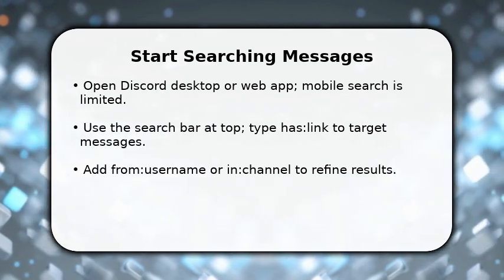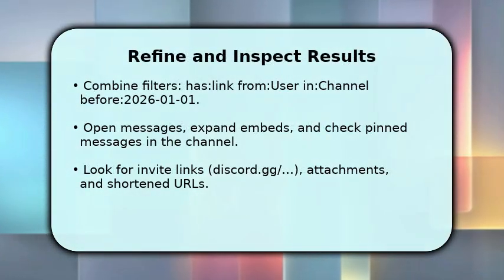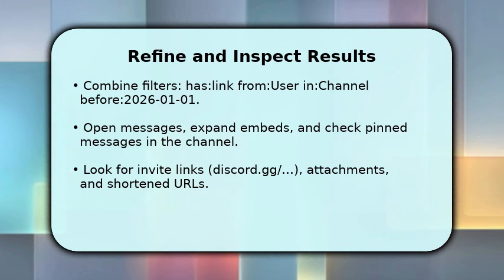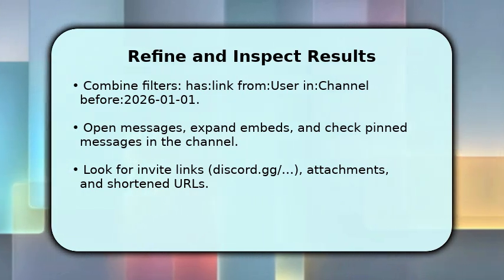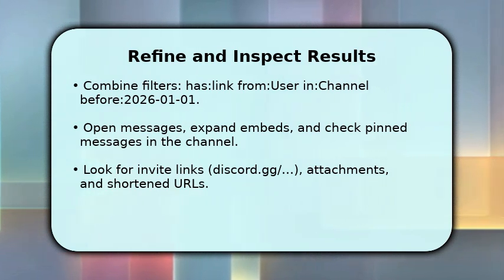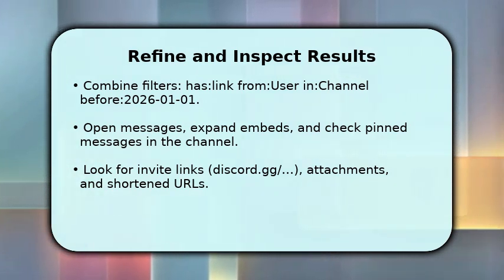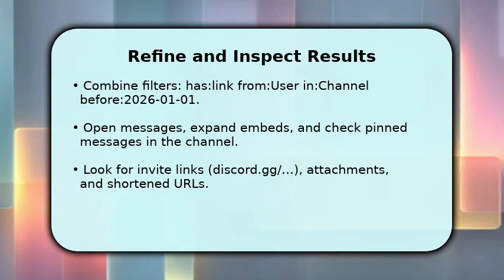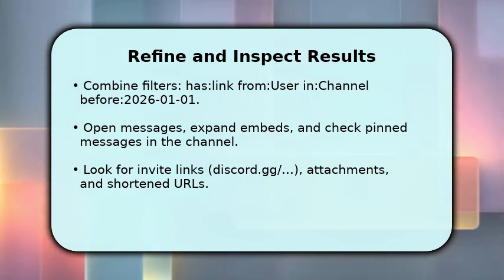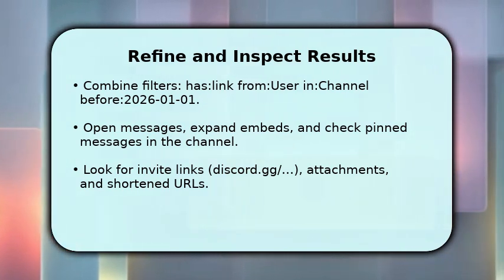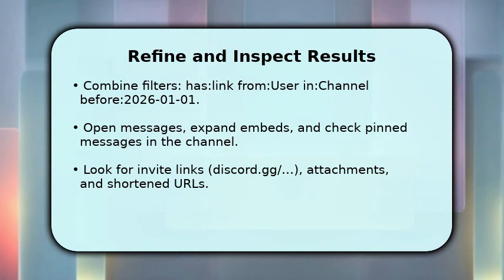Once you have initial results, combine filters to cut noise. Add "before:", "after:", or "during:" dates to target a time frame. Make sure to open each matched message and expand any embeds or image previews. Links can hide in attachments or embed cards. Check the channel's pinned messages and use Ctrl/CMD+F to scan long threads quickly. If you still see shortened URLs, copy them and paste into a safe preview tool or a new browser tab.